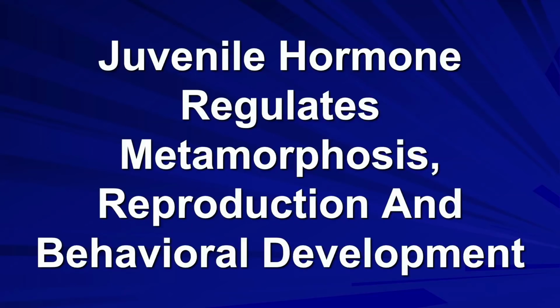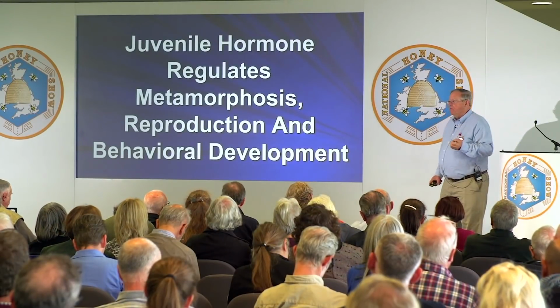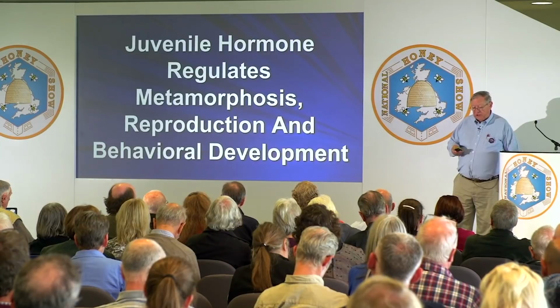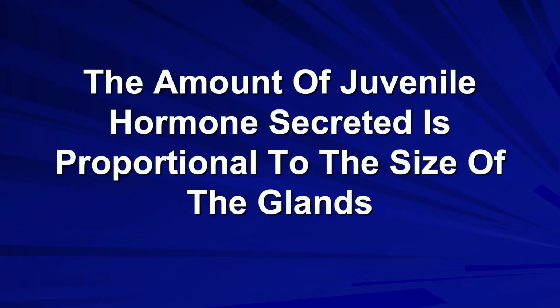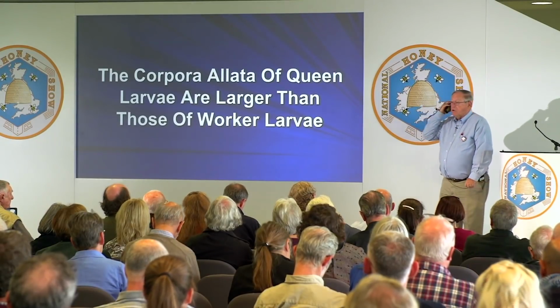Juvenile hormone regulates metamorphosis, reproduction, and behavioral development. So this hormone has many, many different functions in relation to colony development and production. The amount of juvenile hormone that's secreted by the corpora allata is proportional to the size of the glands. The corpora allata of the queen is much larger than those of the worker larvae. And so if we were to take hemolymph samples or blood samples from workers and from queens, we would find the titers of the hormone are much higher in the queen than they are in the workers.